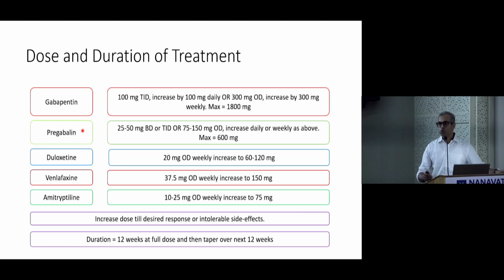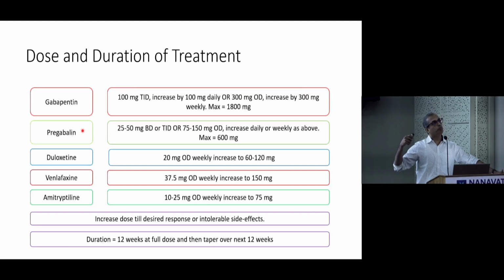So how do I choose drugs? Gabapentin, there are two ways in which you can choose. You can choose 100 milligram TID to start with, or 300 milligram once a week, and then up-titrate the dose as and when to the response that you are looking at. So 50% if the patient improves, or even 30% the patient improves, you can maintain at that dose for at least 12 weeks. So till 12 weeks the patient should be having a good amount of pain relief. After that you can start.